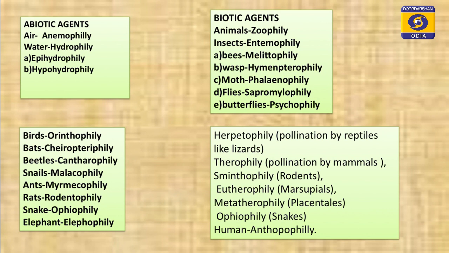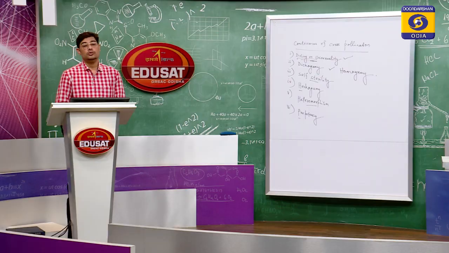Then the pollination by lizards is called herpetophily, the pollination by snakes is called ophiophily, and we human beings also do pollination knowingly and unknowingly. Knowingly, we do the breeding program, and unknowingly, when we deal with plants, like plucking flowers and all those things, we also do pollination, and that is called anthropophily.